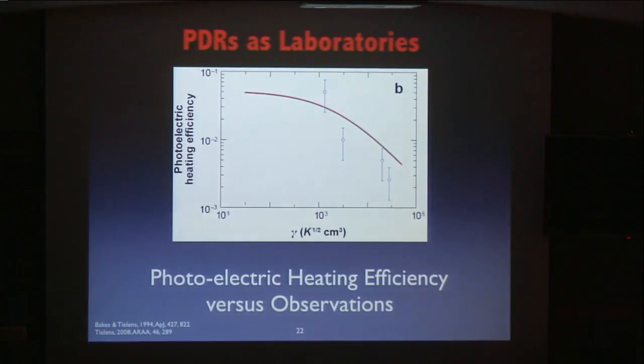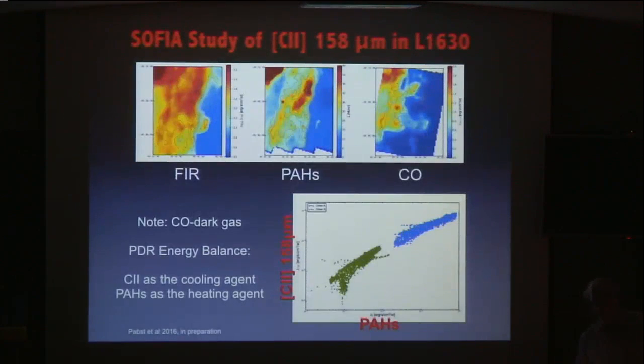What you would also like to do is use your PDRs as a laboratory to study the photoelectric heating as a function of the ionization parameter, and then use that to try to extrapolate to the diffuse interstellar medium, to diffuse clouds. This is the best data that was available some 10 years ago, and it shows the photoelectric efficiency as a function of the ionization parameter. And you can see, if you squint your eyes, the models don't do too badly. But we have, of course, much better data, and we're getting much better data.